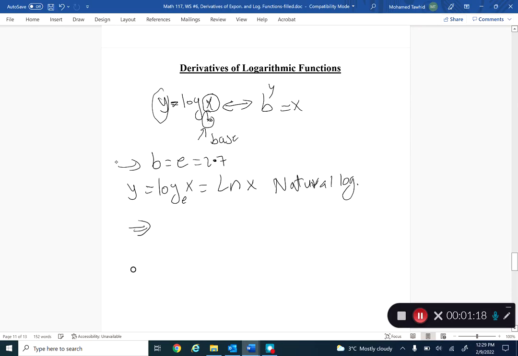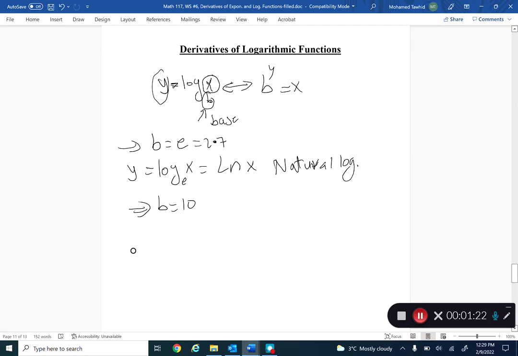Case number two, if you have b equal 10, then your y, we write it as log base 10 of x, and we don't write the base. That is exactly like log x, and that is called the common log, the one that you have in your technology. So if you have log x, your base here is not 1, it is 10. It's called the common log.